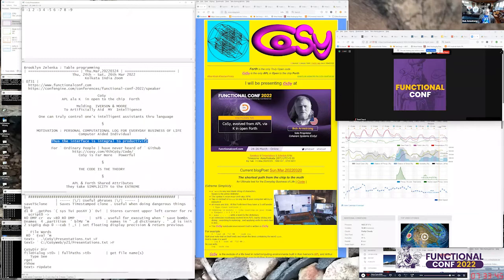And thus the interface itself, and this is CoSy that I'm in, is integral to productivity. And a desire is to maximize the derivative, if you will, of productivity per unit time, and the continual acceleration of that. And one of the things is the goal is not so much system programming and all of that as, again, the use for more or less ordinary people who've never heard of GitHub, and the CoSy language is more powerful in any case.